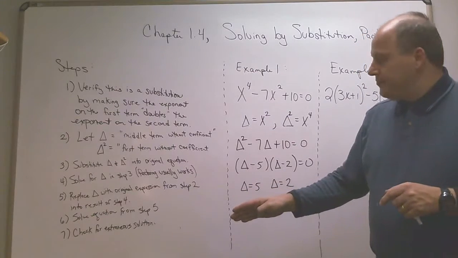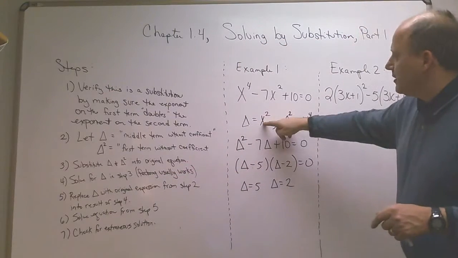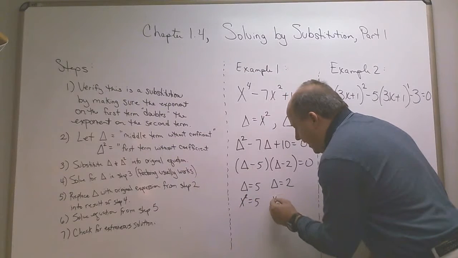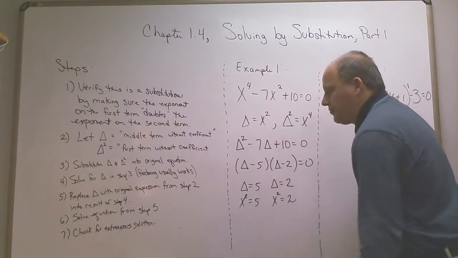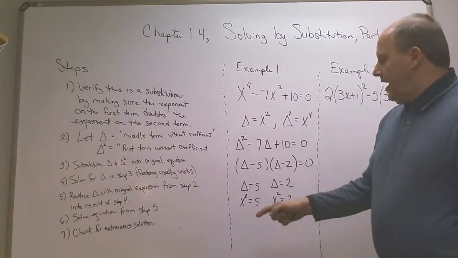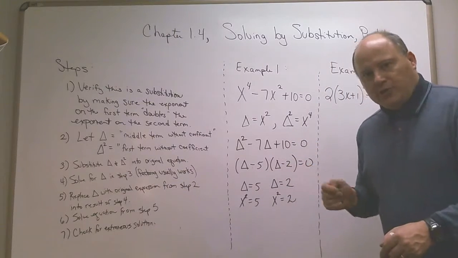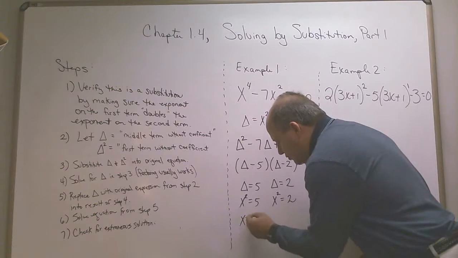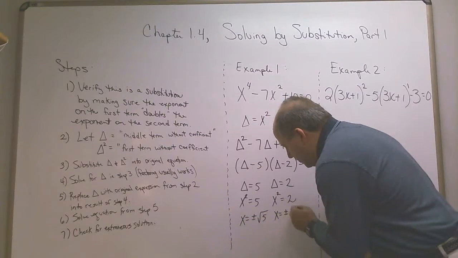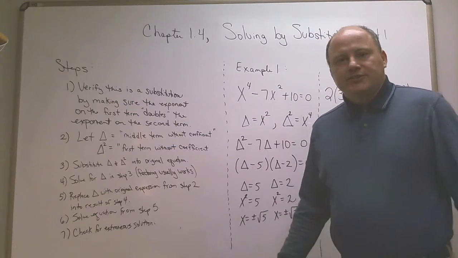So you've got to continue. You replace the delta with the original expression. The original expression for delta was x squared. So x squared equals 5 and x squared equals 2. The next step is to solve that equation. To take the square root of both sides is called the square root property. So x equals plus or minus the square root of 5, and x equals plus or minus the square root of 2. Now, it says check for extraneous solutions.